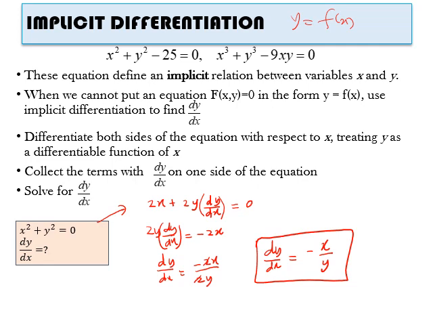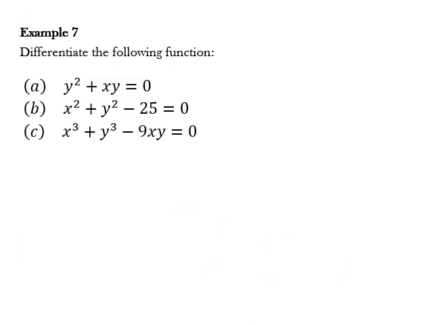So that's it. So the key for implicit differentiation is the dy/dx. So every time you differentiate y, you must multiply by dy/dx. No need for x, only for y. Okay, so let's take a look at the next example. For A, right here, 2y, remember, multiply by dy/dx.